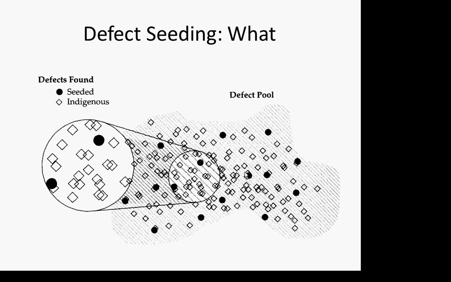So defect seeding is pretty easy to do. You have to be absolutely sure where you're putting it, so you can go take it out later. You record precisely what you put in, and you try to put in bugs that are representative of things you found in the past, so they're not wildly easier to find than most bugs.